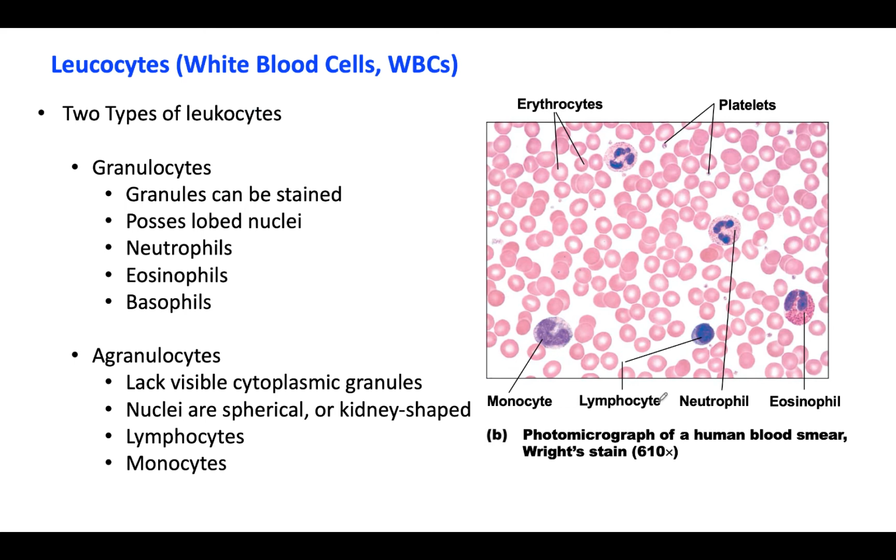Leukocytes are further categorized into two types. One is granulocyte, the other one is agranulocyte. Both granulocyte and agranulocyte have a nucleus. So, as I said before, white blood cells are true cells. The main difference between granulocyte and agranulocyte is the presence or absence of granules.